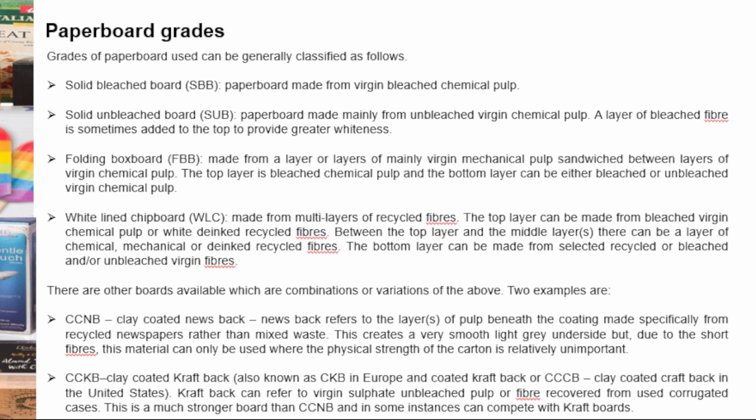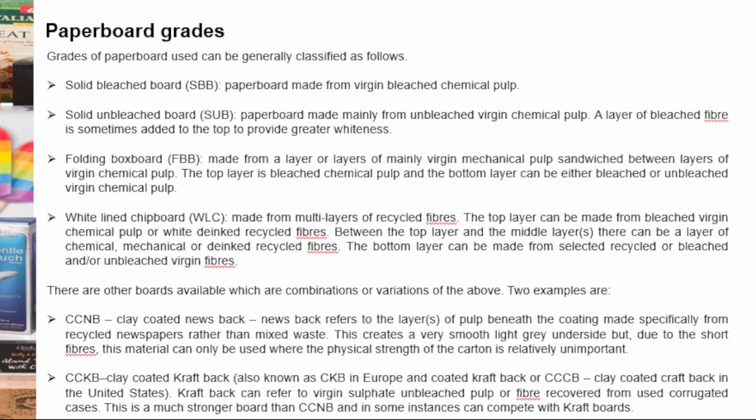There are other brands available which are combinations or variations of the above. These two examples are CCNB, clay coated newsback. Newsback refers to the layers of pulp beneath the coating made especially from recycled newspaper rather than mixed waste. This creates a very smooth light gray underside, but due to the short fibers, these materials can only be used where the physical strength of the carton is relatively unimportant.